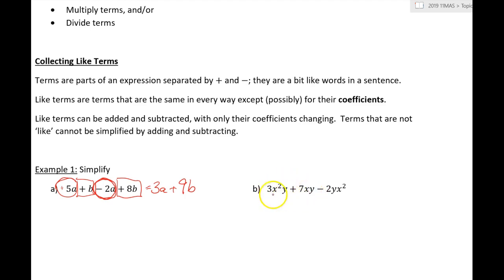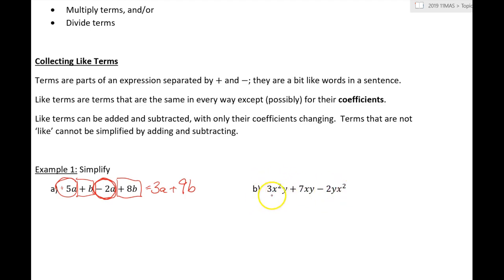This is just an xy, these are not like, right? Now I've got yx squared. Well, it doesn't sound like x squared y, but I can change the order. Remember that 2 times 3 is the same as 3 times 2. The order that I do multiplication isn't important, so I could just as easily write this as 2x squared y, which all of a sudden looks and sounds a bit like this term here.